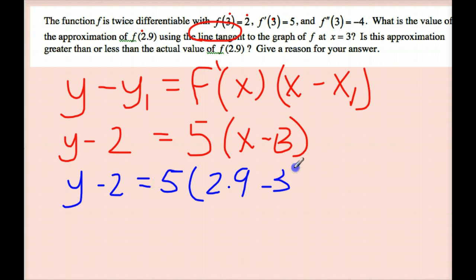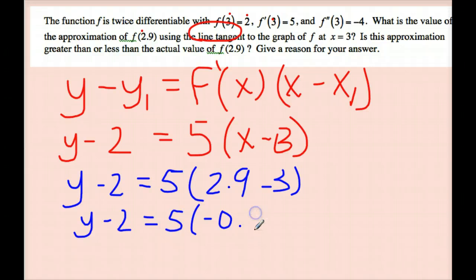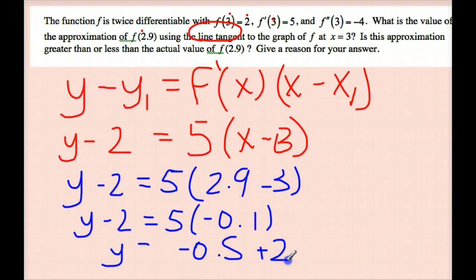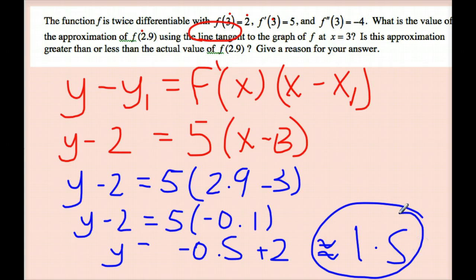If we do some math, we get y minus 2 is equal to 5 times negative 0.1. So y is equal to negative 0.5 plus 2, and I get an approximation of approximately 1.5. The answer isn't exactly 1.5, but we know f of 2.9 is approximately 1.5.